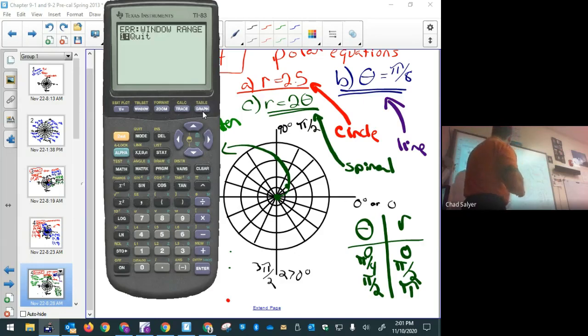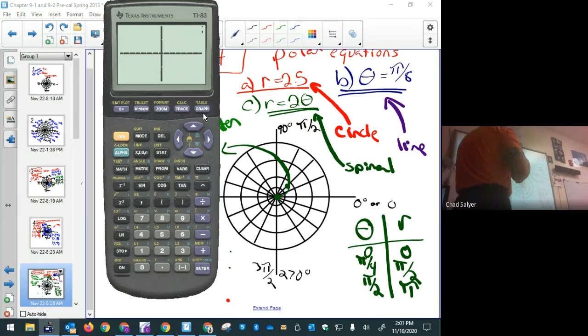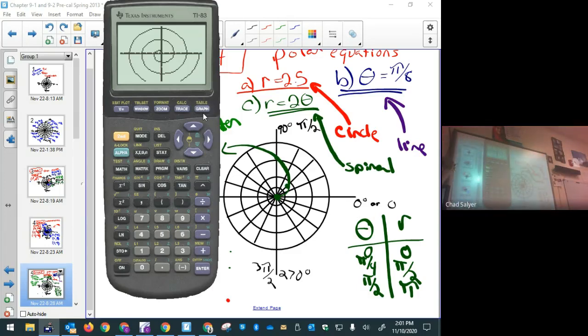Oh, well, the x-max is -2. Did I do that in both cases? Wow, I'm really losing it. So here we see the spiral of Archimedes. Get the idea here?